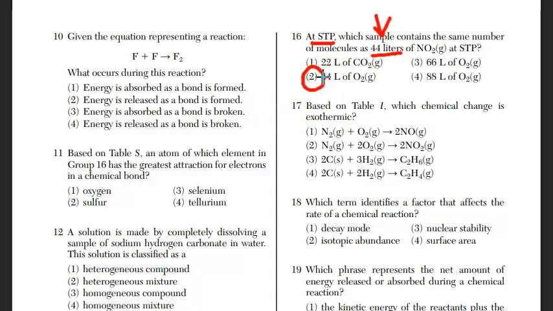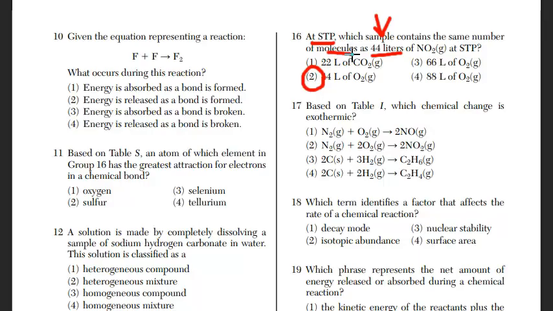If it had said atoms, we'd have to be careful because then we'd have to look at the formulas for the gases. It didn't say that, it said molecules. So if it says molecules, you're at STP, you're given volume, then just look for the matching equal volume.